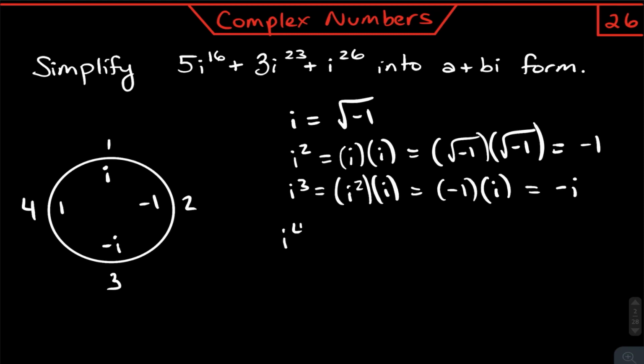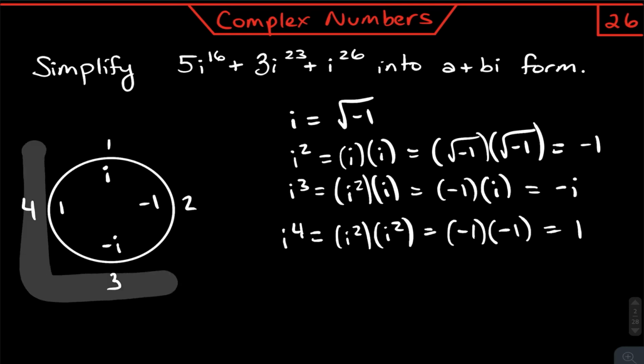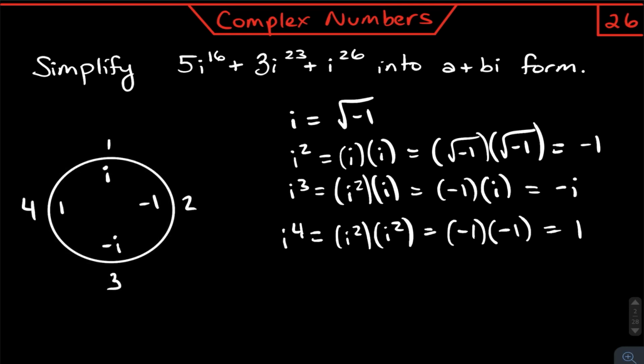Then i to the 4th, you could think of as i squared times i squared, and i squared we just found was -1. Multiplying that together, we get that i to the 4th power is 1. That lines up with this circle over here. To be honest, I didn't go through and do that the entire time in Algebra 2. What I ended up doing was making a little jingle in my head: i, -1, -i, 1.